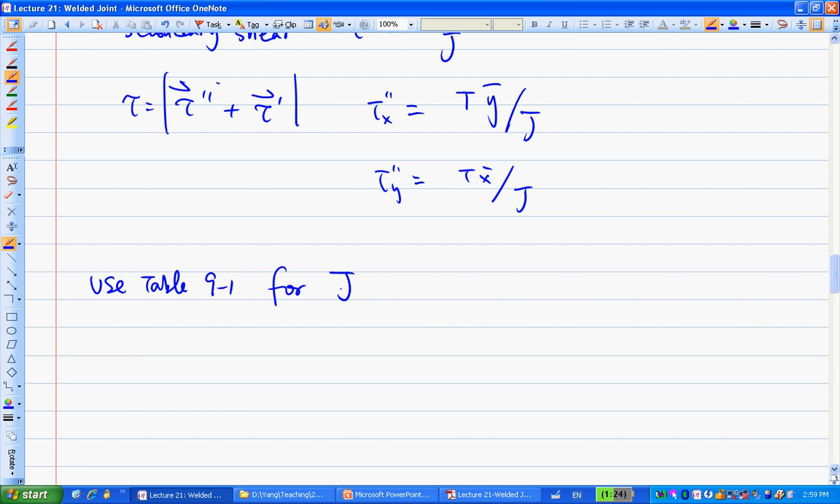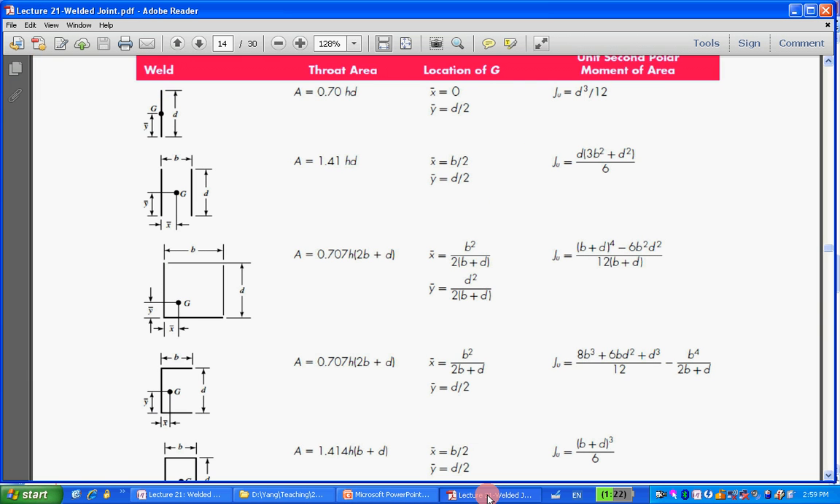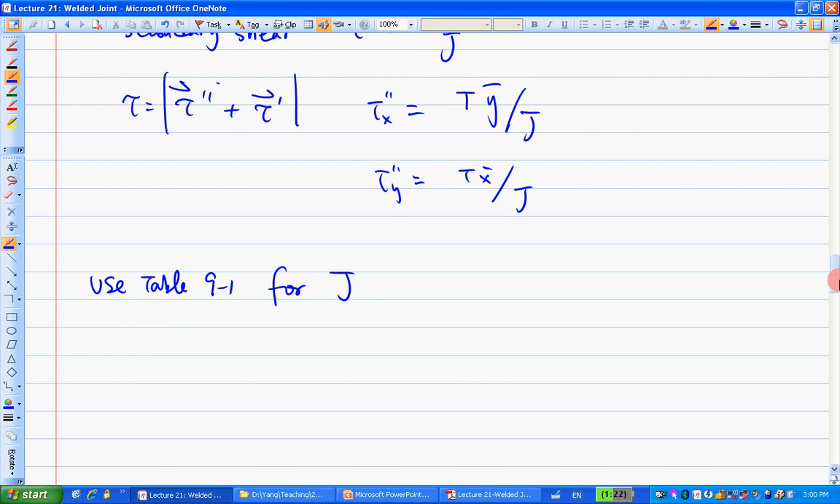Now you've got to be careful here, okay? You only use this table for the J because we have another table 9-2, and that's going to be for the I. What is the I again? Second moment of area, right? This is the polar moment of area. So for this table, number one is they are considering a unit throat area, unit throat length t. So here basically you see that it just drew a line here, right? Just draw the line.